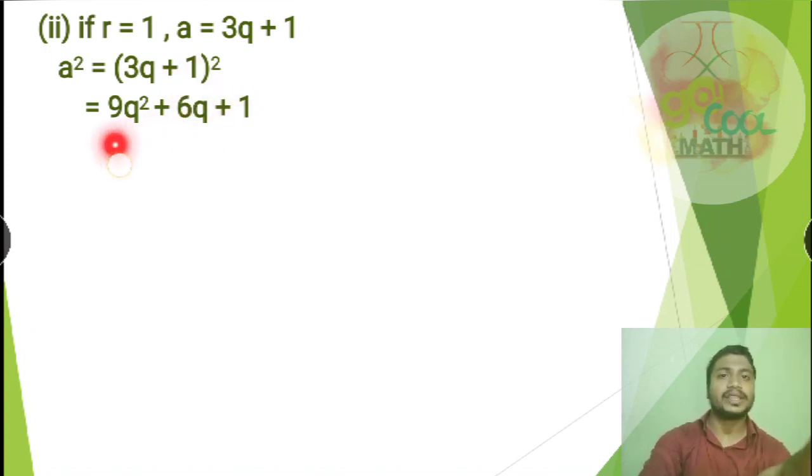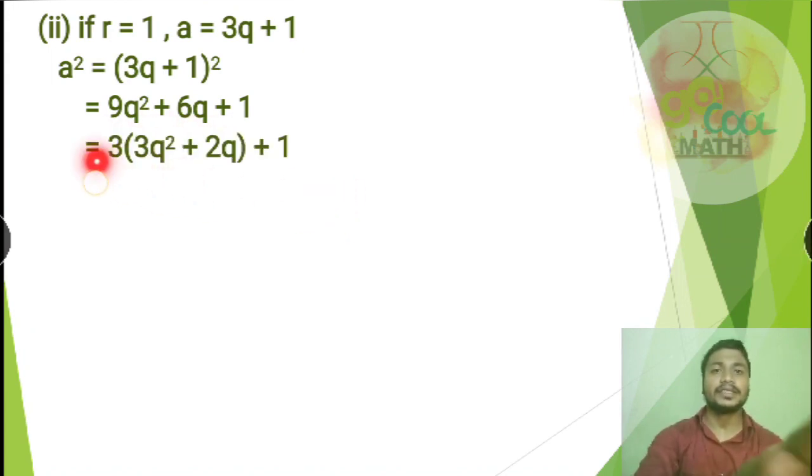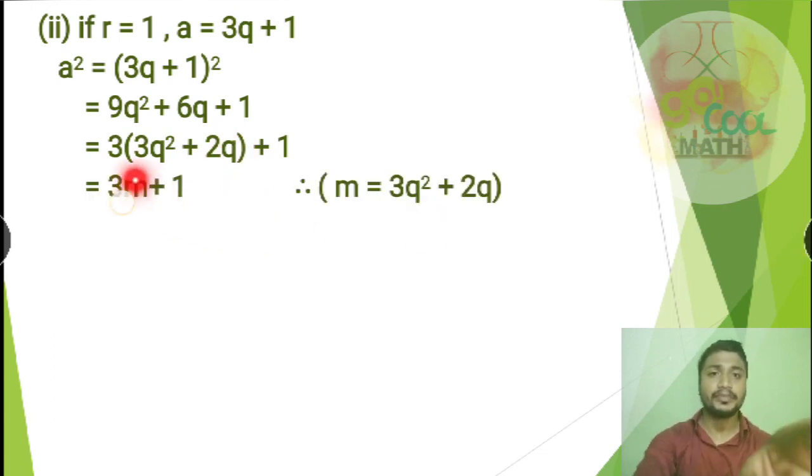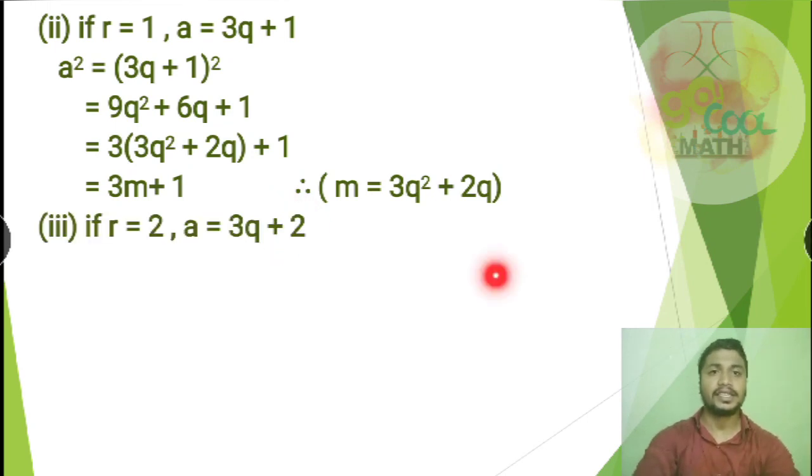If you take 3 common in the first two terms, you get 3q square, since 3 times 3 is 9, and 3 times 2 is 6, so 2q remains. Consider this bracket part as m. So it is 3m plus 1, where m is 3q square plus 2q. So the second one is proved. Let's see the third one.